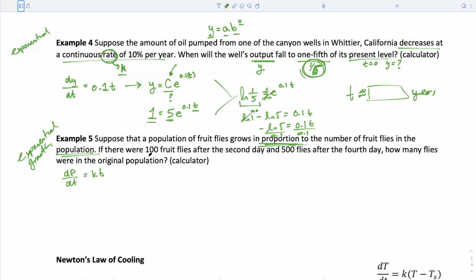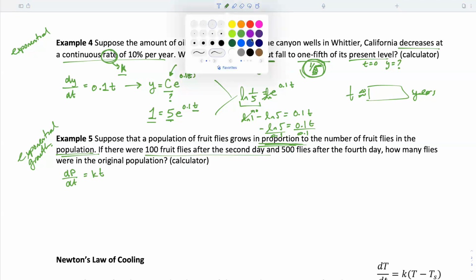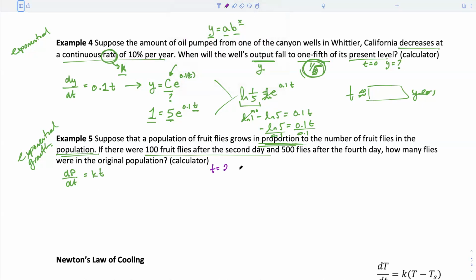Now, this question says if there were 100 flies after the second day, so the information that's being given is when t equals 2, P equals 100, and 500 flies after the 4th day, when t equals 4, P equals 500. How many flies were in the original population? So this question is asking, what is the population when t equals 0?